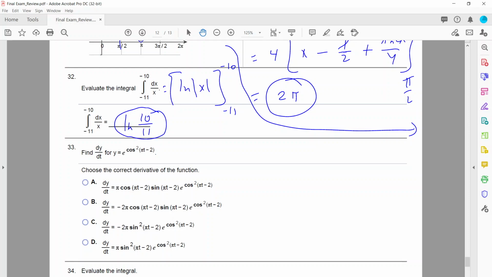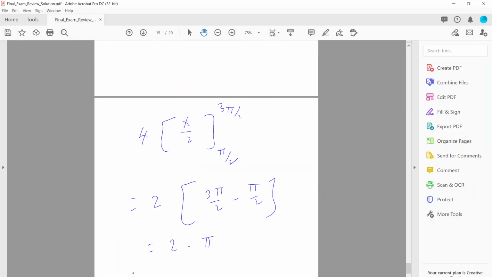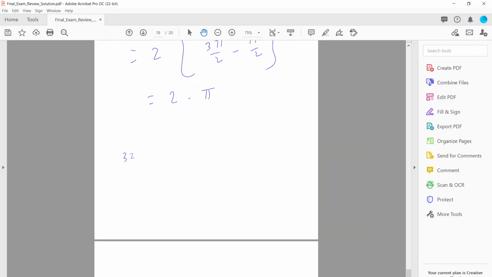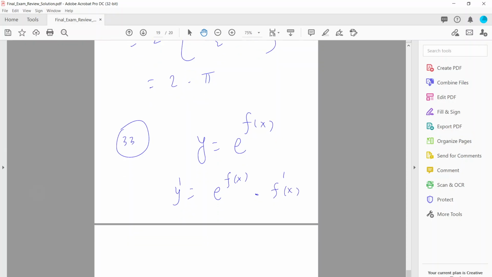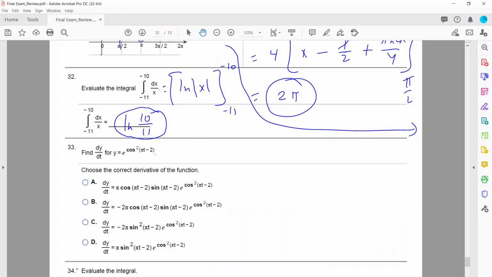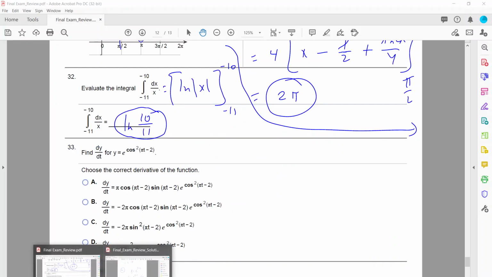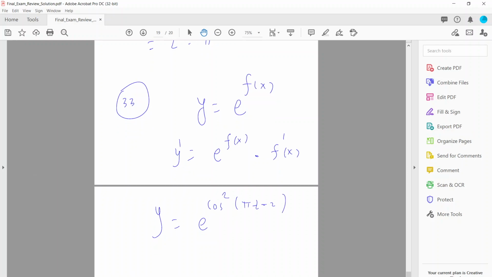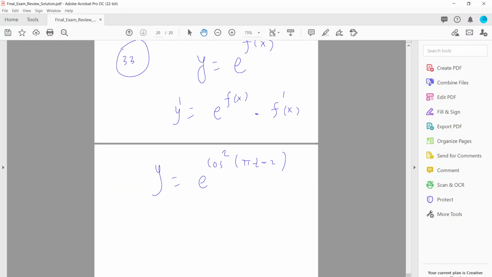Find the derivative of this function. To solve this problem, you have to know, this is problem 33. So if you have y equal e to the power function of x, the derivative of this kind of function is the same function e to the power function of x times the derivative whatever you have on the exponent. So in this case, we have cosine square pi t minus 2. So y equal e to the power cosine square pi t minus 2. To find the derivative of this expression, we need to find the derivative of cosine square pi t minus 2.